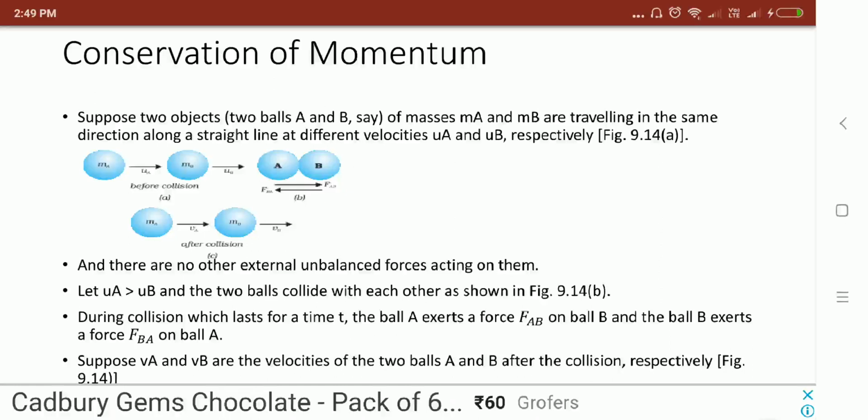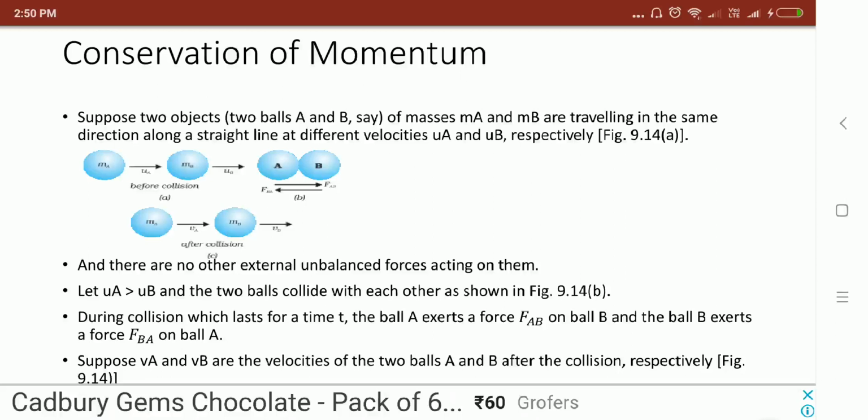They both are moving in the same direction in a straight line with different velocities. No external unbalanced forces are given, and here we are assuming that the initial velocity of object A is higher than the initial velocity of object B. So both collide after some time during the motion, as we can observe in diagram B.